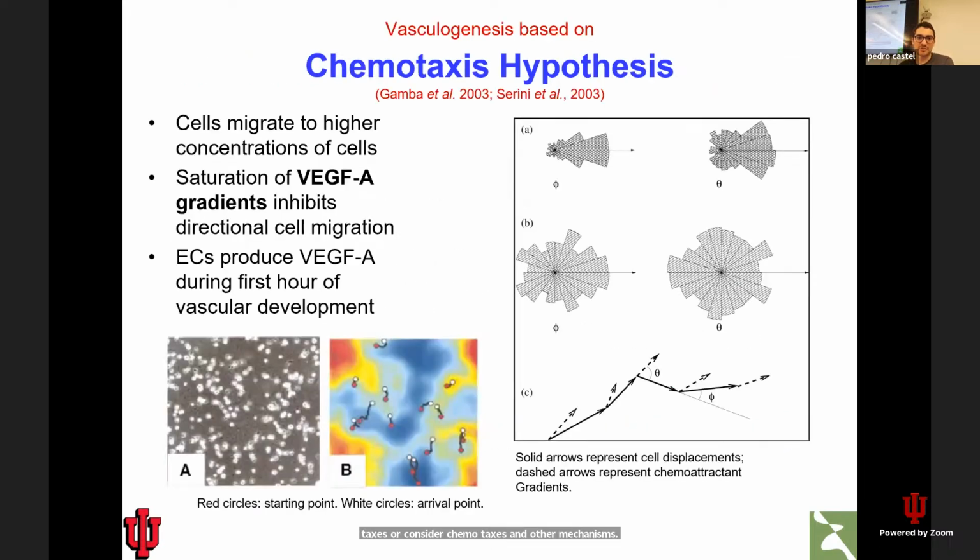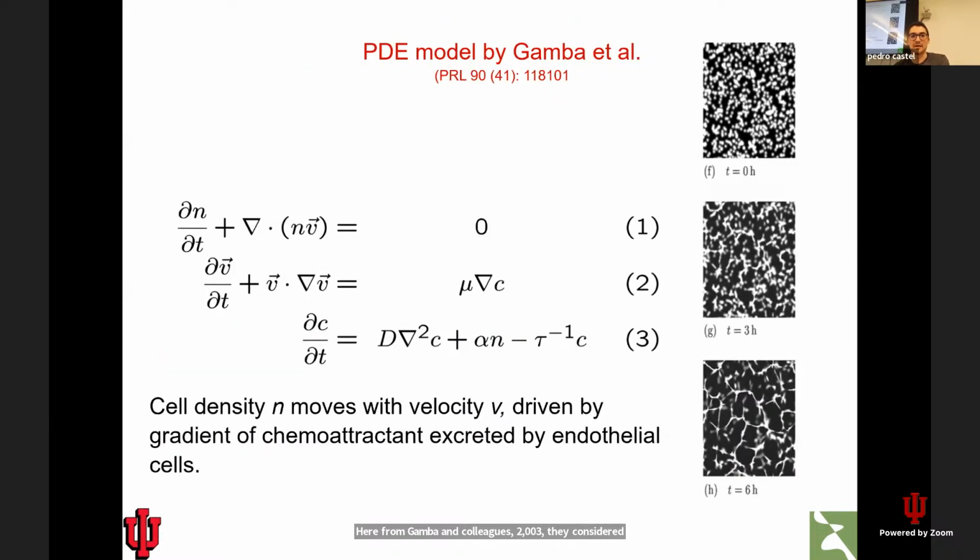Here from Gamba and colleagues, 2003, they considered only chemotaxis and the secretion of the VEGF field. And these are the equations of the model. I like this very much because it's very simple. It doesn't look simple, but I will help you understand. So the first equation is basically a continuity equation. It's a conservation of mass equation. It means that you don't have cell death nor cell proliferation. This is how you write conservation of mass.